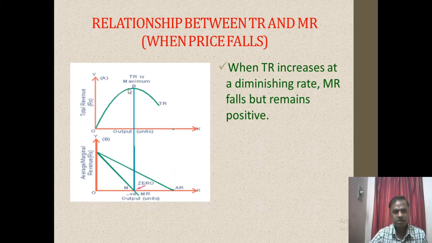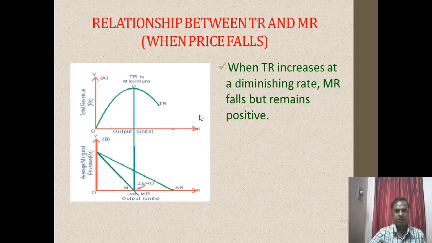TR increases at a decreasing rate. TR will be maximum at B. Then TR falls. Here MR falls. It becomes 0. Then it will become negative. So there are 3 relationships between TR and MR when the price falls. When TR increases at a decreasing rate, MR falls but is positive. It will not become negative.